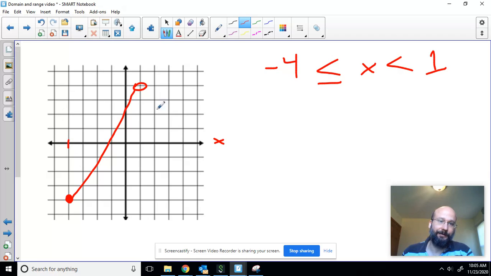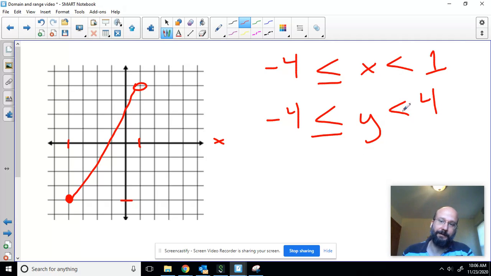Again, x is left to right. My y is lowest to highest. So my lowest point that this line goes is right here. It's also at -4, and it's also a closed circle. And my highest point is +4.